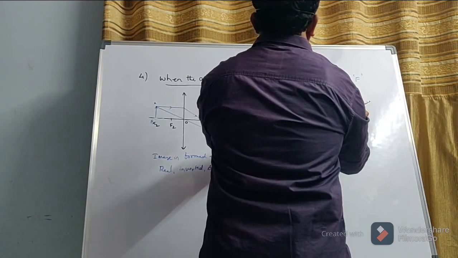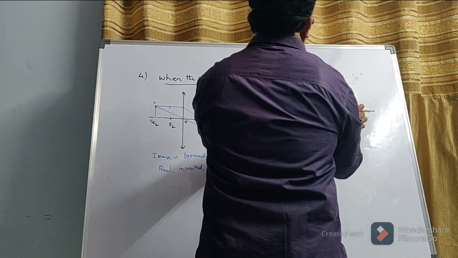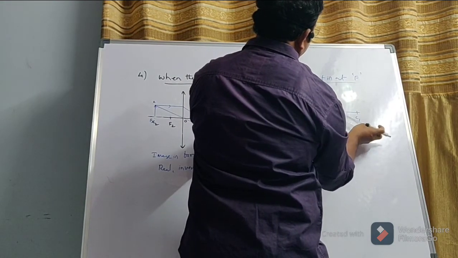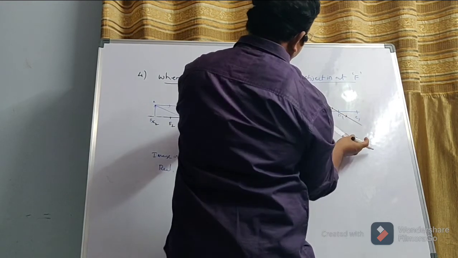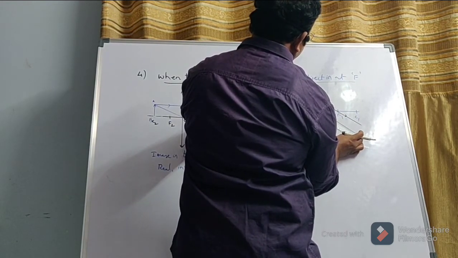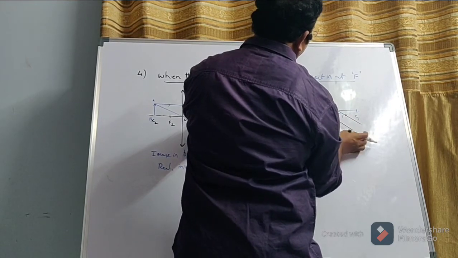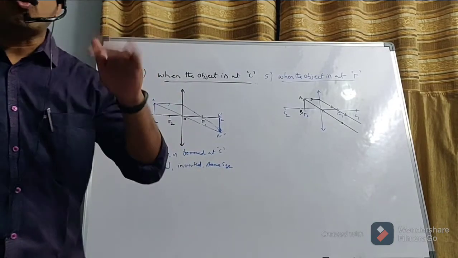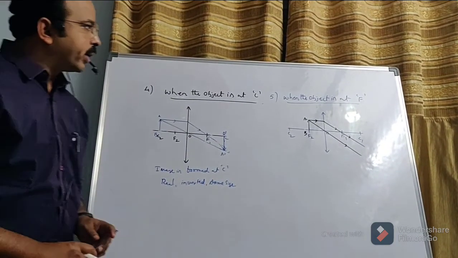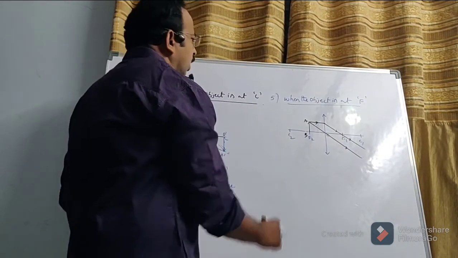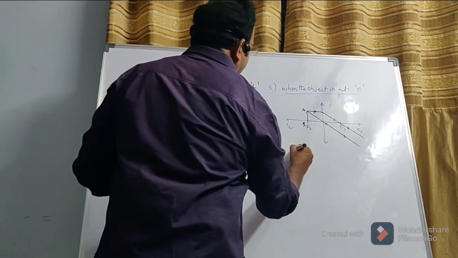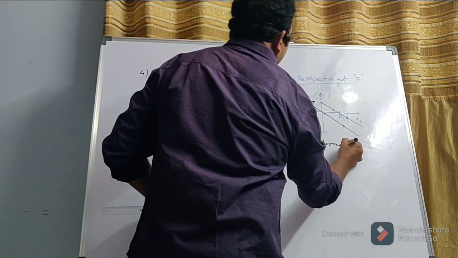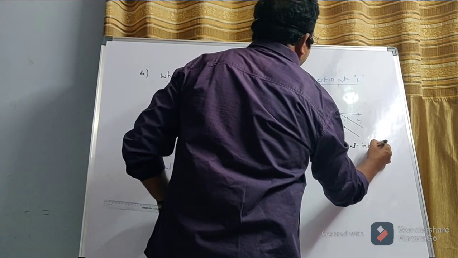So a parallel beam of light rays. We know that a parallel beam of light ray will pass through the focus, and one more light ray passes through the optic center. So now both rays are parallel to each other. That means they are not meeting at any point. That means the image is formed at infinity. So when the object is at F, the image is formed at infinity. You should remember that very well.